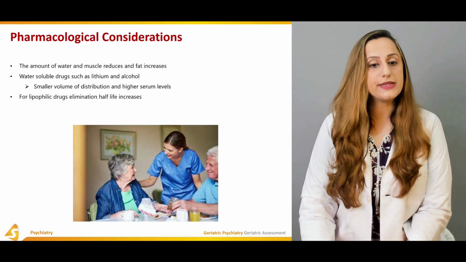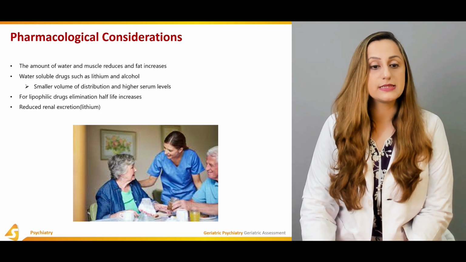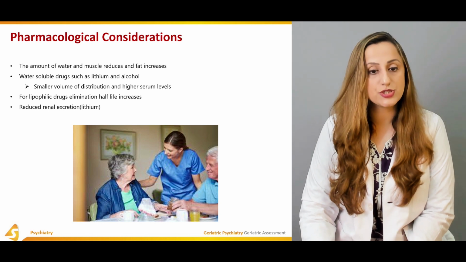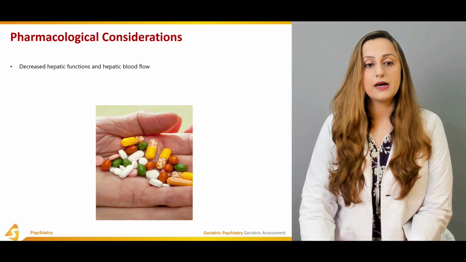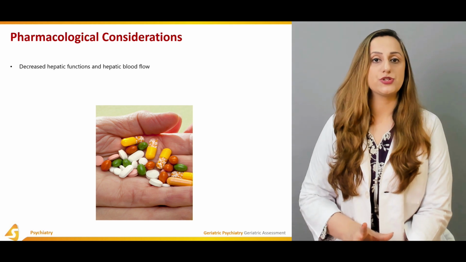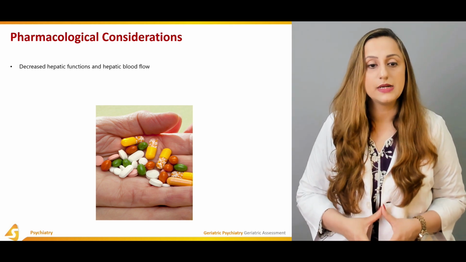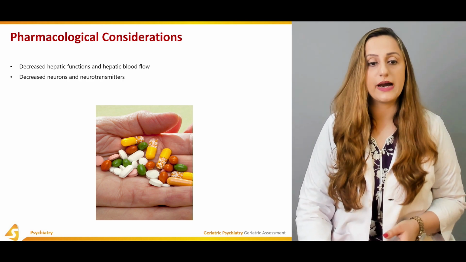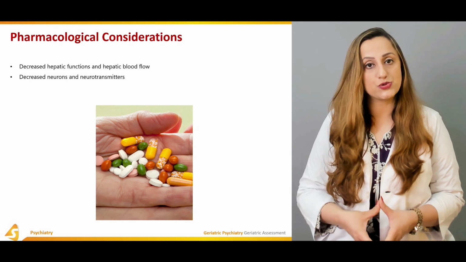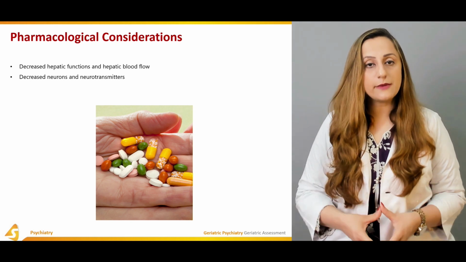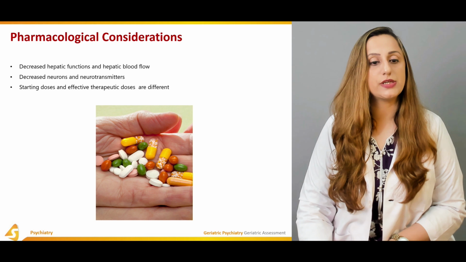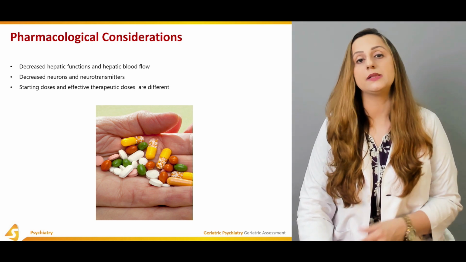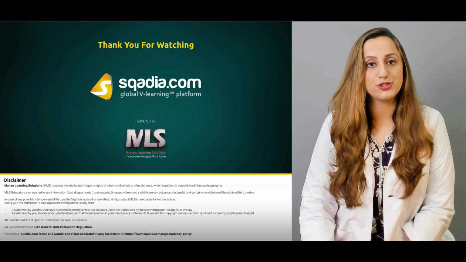So for the lipophilic drug elimination, the half-life increases in these individuals. And talking about the reduced renal excretion is again very important. For example, the reduced renal excretion is quite commonly seen with lithium. Decreased hepatic function and hepatic blood flow can be one of the causative factors. Decreased neurons and neurotransmitters, on the other hand, can be one of the risk factors over here. Starting doses and effective therapeutic doses are quite different in people belonging to the geriatric age group.